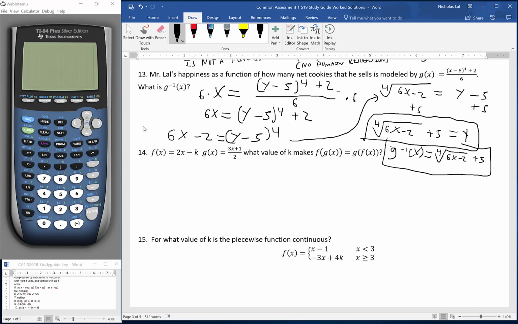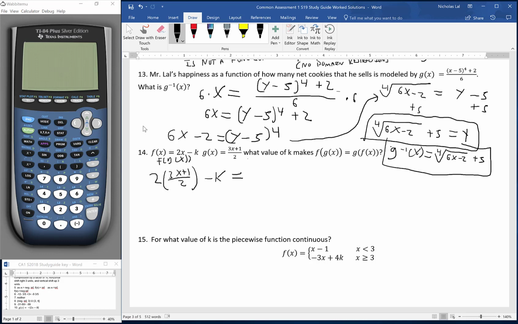F of g of x is equal to g of f of x. So we need to find f of g of x and g of f of x. F of g of x is going to be, we plug g of x into f of x. So we find 2 times 3x plus 1 over 2 minus k. So that's f of g of x, and this is set equal to g of f of x.